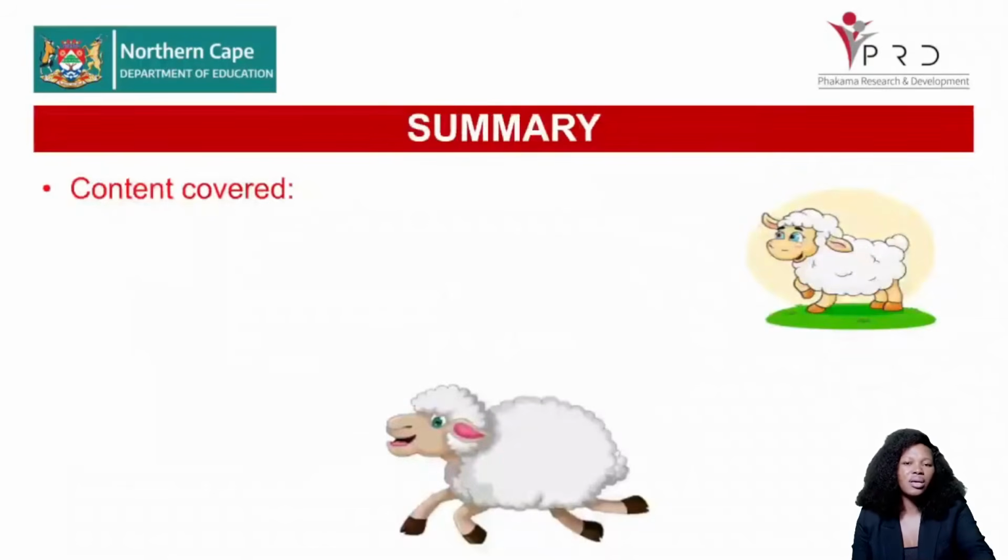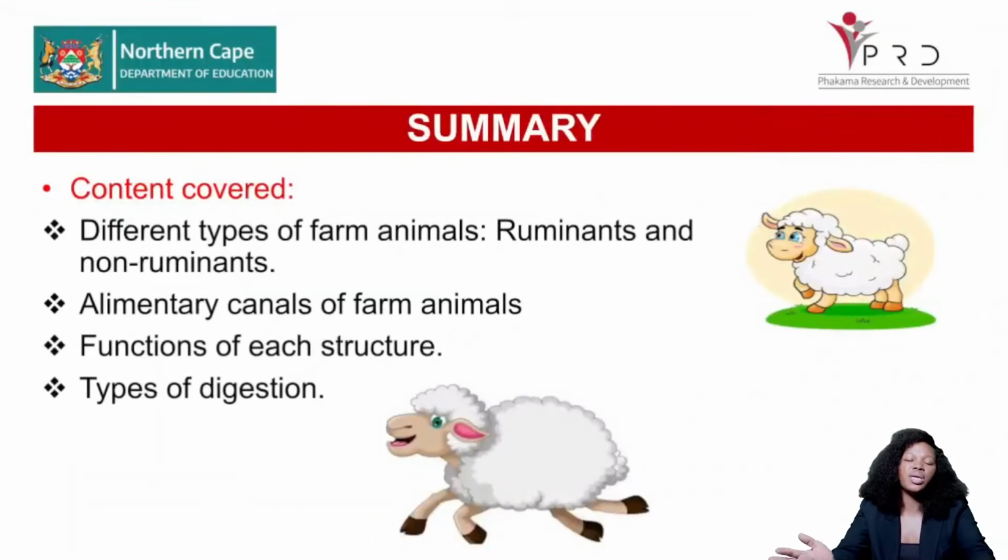Now let us recap on our lesson. The content that was covered: we looked at animal nutrition as the study of nutrients, and how nutrients are digested by different farm animals. We said these farm animals are classified into two, ruminants and non-ruminants, right? Examples of ruminants are sheep, goats, and cattle. Examples of non-ruminants are chickens as well as pigs, right?